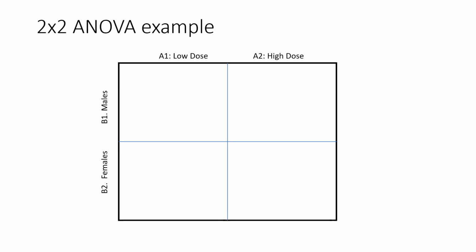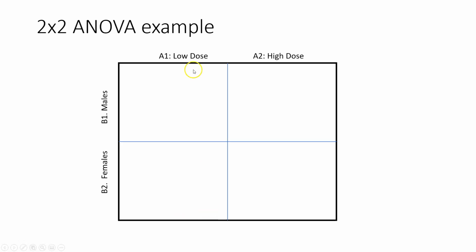So like I said yesterday, I'm going to now walk through the statistics of a factorial ANOVA. Not the computation of them, but just kind of mathematically what we're basically doing. So I'm going to start with the simplest example. This is a 2 by 2 example.